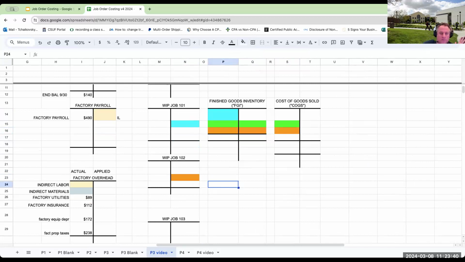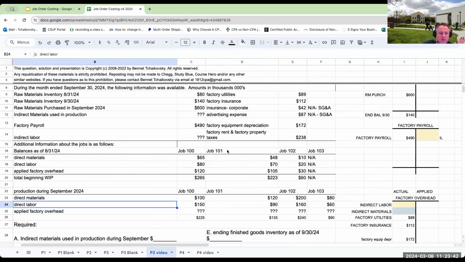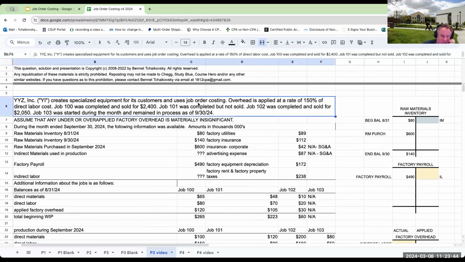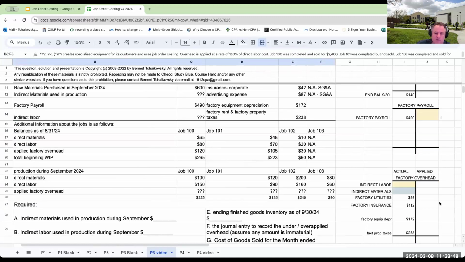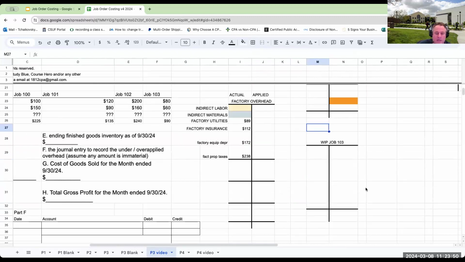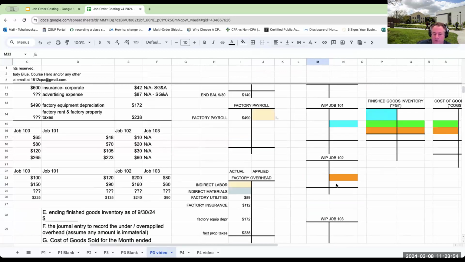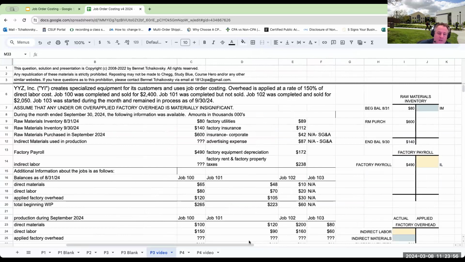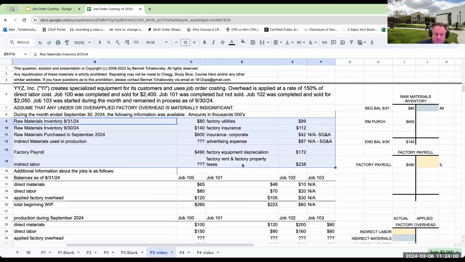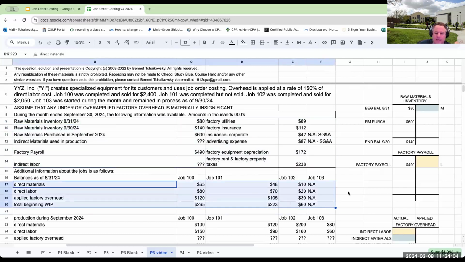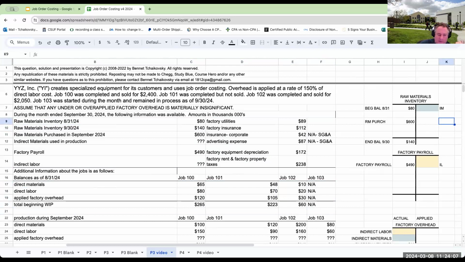Then it says for job 103 that it was started during the month and remained in process, right? So job 103 is just going to stay here. It doesn't have to go anywhere once we go through and look at the costs. Now we've dealt with what we needed to. Now we're going to look at the beginning inventory balances.